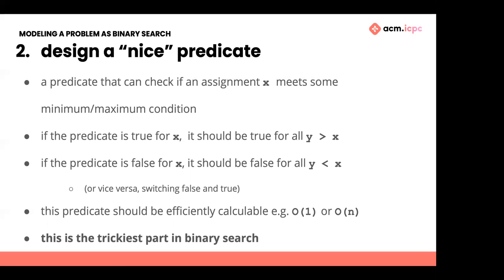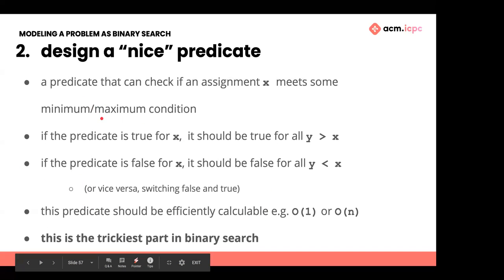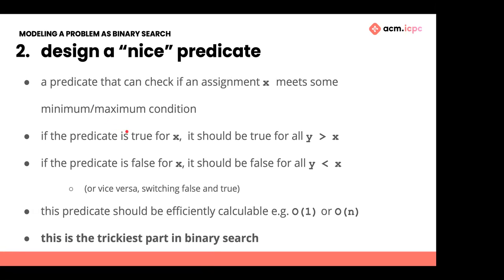So x and y over here would be indices, but our predicate would be checking A sub i, where A is the array. And yes, this predicate can be flipped. So you could have that it's false for all y greater than x, and true for x, so it should be true for all y smaller than x. So the true and false can be switched. But what I'm trying to tell you is that you need a bunch of falses followed by a bunch of trues, or vice versa. You can't have a false embedded in the true, or a true embedded in the false.